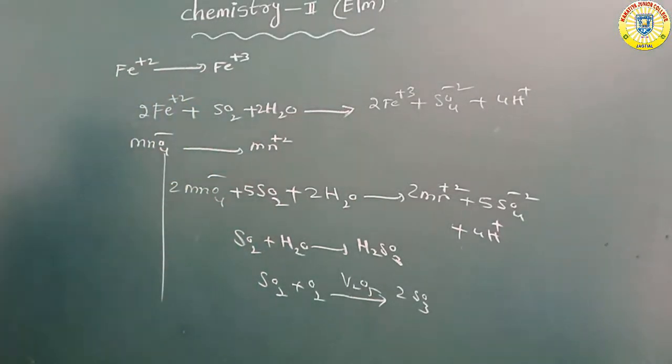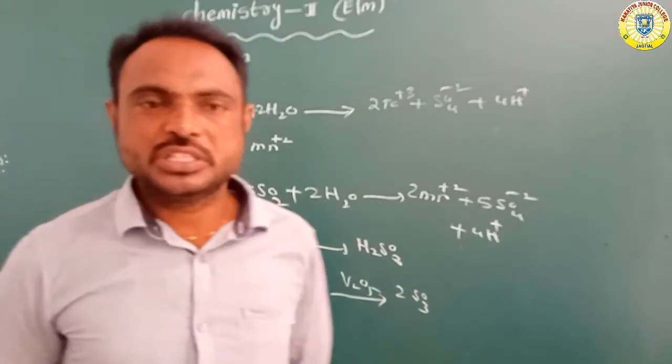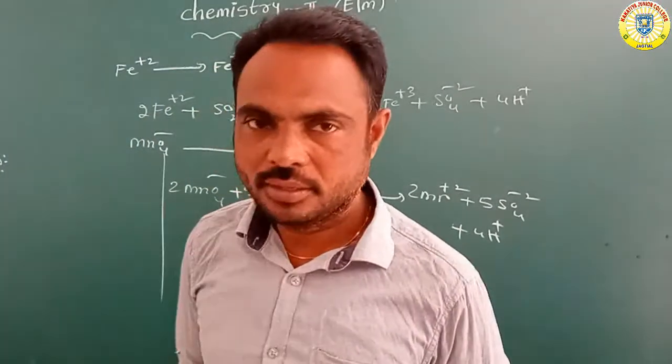So what is the structure of sulfur dioxide? The central atom is sulfur. It is attached to one oxygen with a double bond and another oxygen with a single bond. Sulfur contains one lone pair, one oxygen contains two lone pairs, and the other oxygen contains three lone pairs. So SO2 has an angular structure.